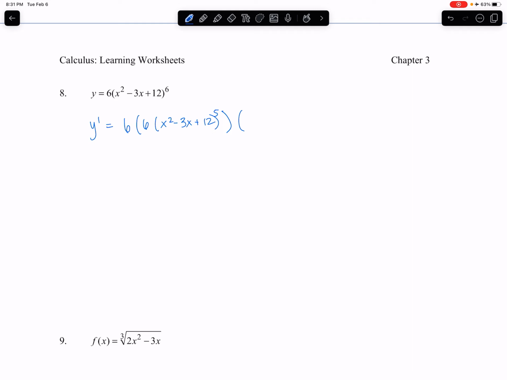So the derivative of x squared minus 3x plus 12. Derivative of x squared is 2x. The derivative of 3x is 3. And the derivative of 12 is 0. So now we have 6 times 6 is 36 times 2x minus 3 times x squared minus 3x plus 12 to the 5th.